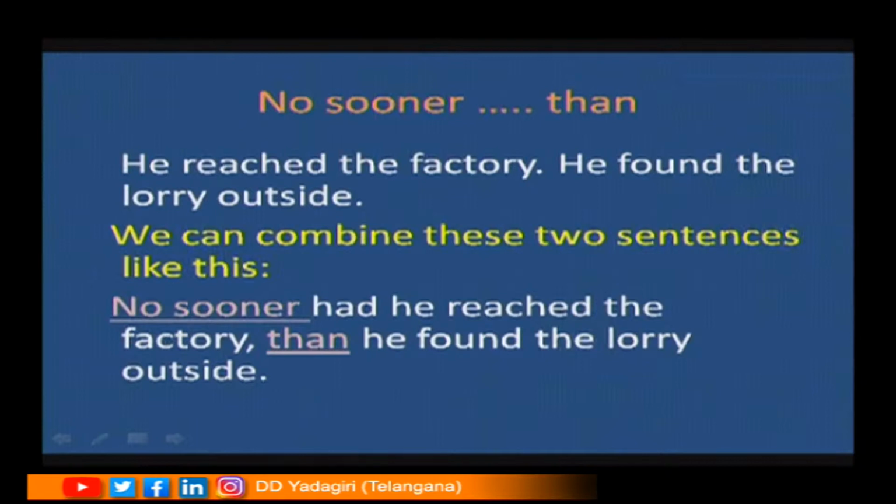Yes, children, did you follow? What did I do now? I have kept "no sooner had" at the beginning of the sentence, and I've kept "than" at the beginning of the second sentence. And do not forget to put a comma after the end of the first sentence. Now, shall we read the sentence? No sooner had he reached the factory than he found the lorry outside.